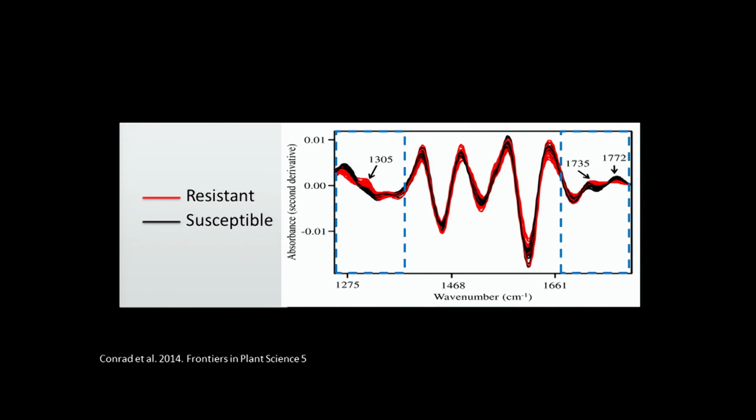Now, you might see here 3 bands that were identified at 1305, 1735, and 1721. You might say, well, these differences are not that great. But in fact, using powerful statistical data analysis, we can actually separate these trees quite clearly. So we can separate and identify resistant and susceptible trees using this kind of technique, which is very exciting.